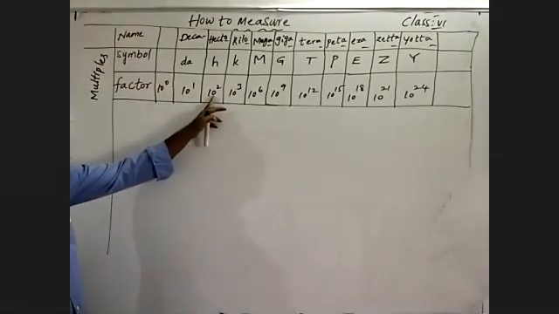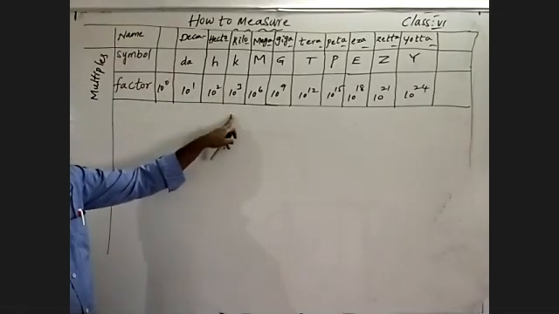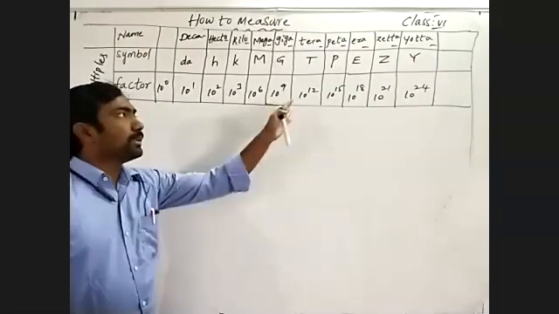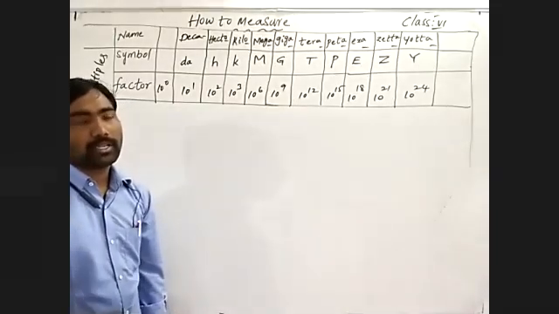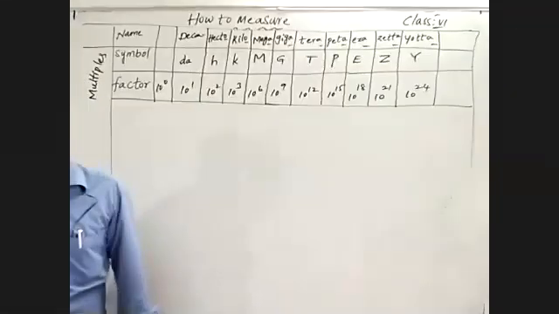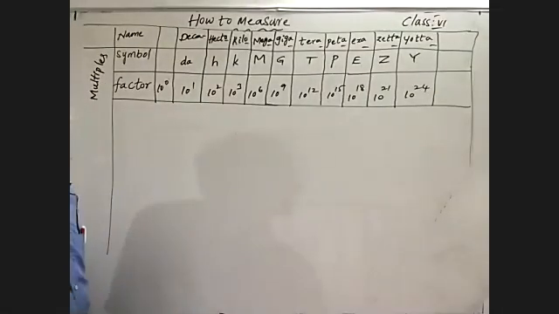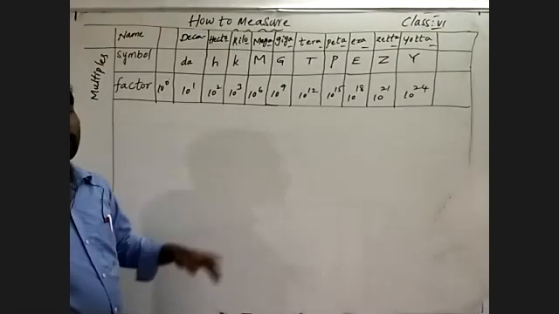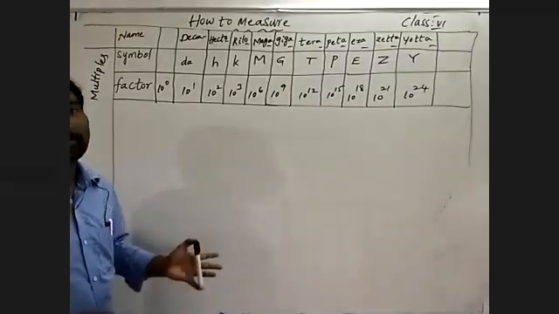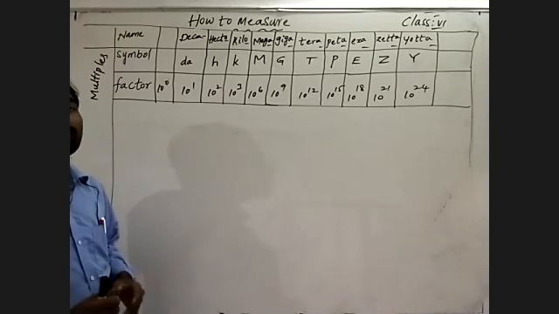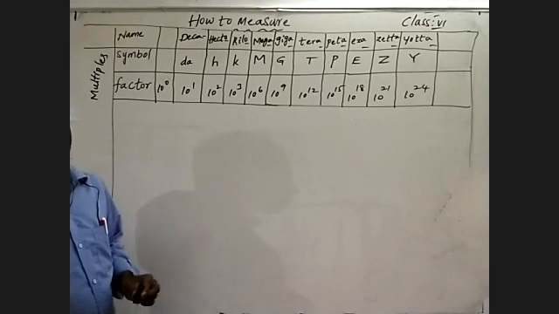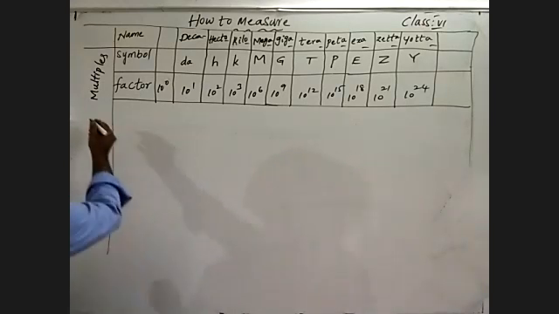See here, 10 to the power of 2 means 100, 10 to the power of 3 means 1000, and 10 to the power of 6 means 10 lakh. The number of zeros makes the multiplication. So this is the way to write for the multiples. These are very important to remember in our future, in higher education and higher classes, because only with these is conversion possible from one unit to another unit of whatever physical quantity we measure. Understand?